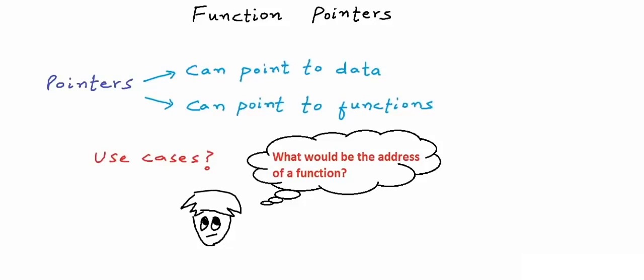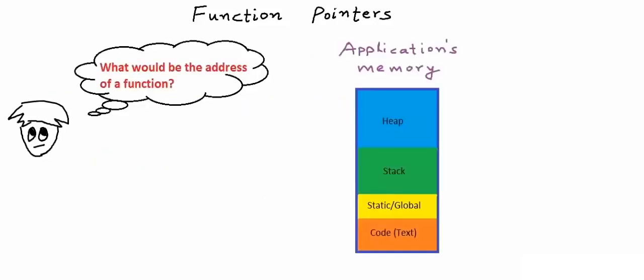Let's first try to understand the core logic here. Once again, I have drawn this familiar diagram. The memory that is allocated to an application or a program can typically be divided into these 4 segments. We have talked about this quite a bit in our previous lessons.